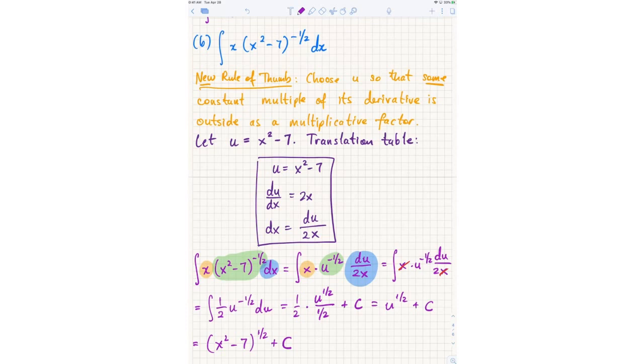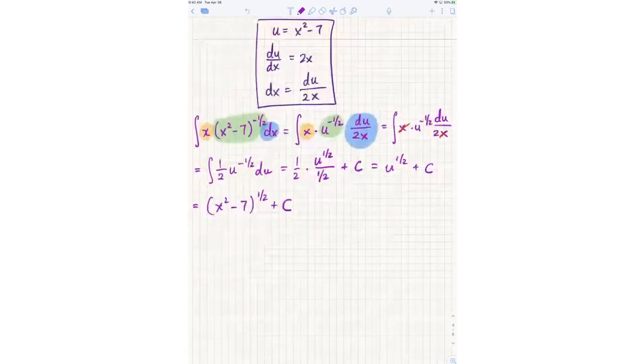Okay, questions about that? Okay, so this is going to be our new rule of thumb from now on. I choose u so that it's an inside function and some multiple of its derivative is outside. And it has to be a constant multiple, not just any multiple.